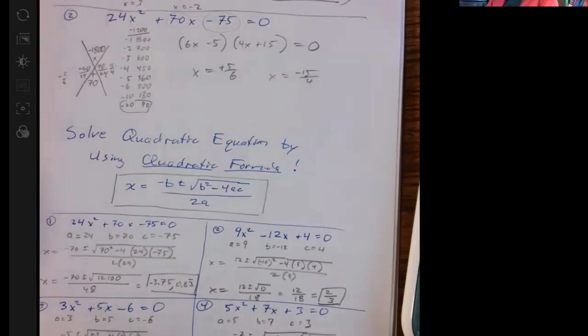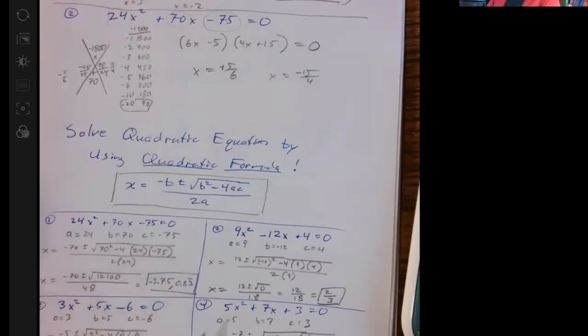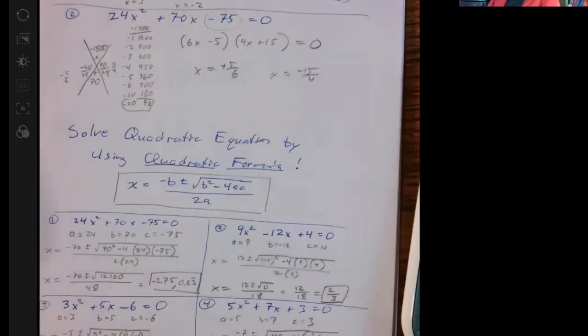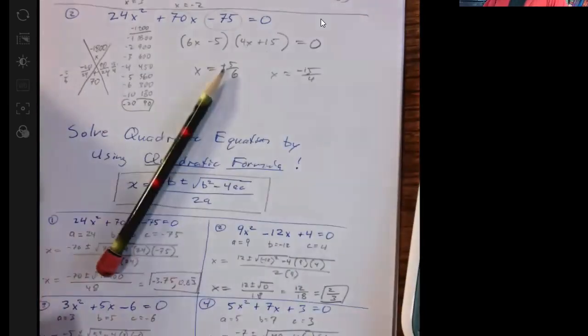This one down here also has 2 answers. They're real numbers, but they're irrational. Irrational meaning they've got square roots that can't be further simplified. And number 4 gives me non-real answers, and so we would write no solution because of that square root of negative 11. So let me stop sharing the video here.